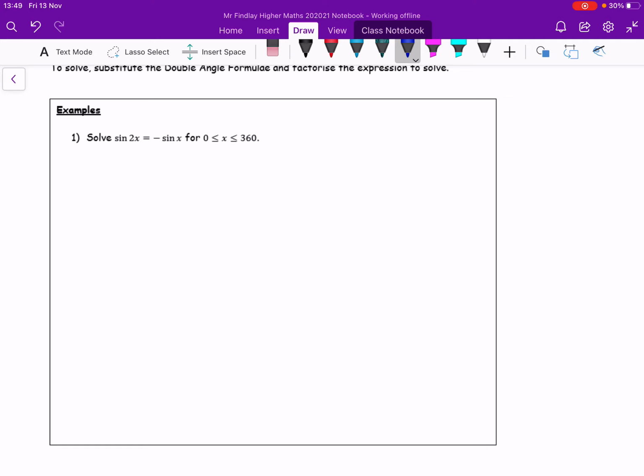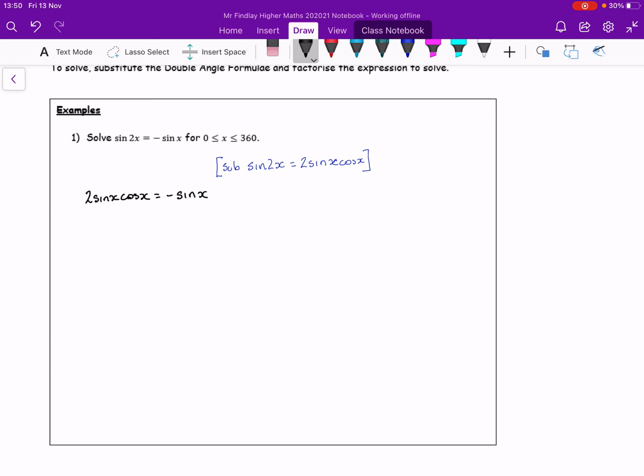Okay, looking at example number 1. If we've got sin 2x is equal to minus sin x, this is unable to be solved in previous ways, so we have to consider a substitution. In this particular case, we're going to sub in for sin 2x. There's only one option for this, which is 2 sin x cos x. So that substitution gives us 2 sin x cos x in place of the sin 2x.